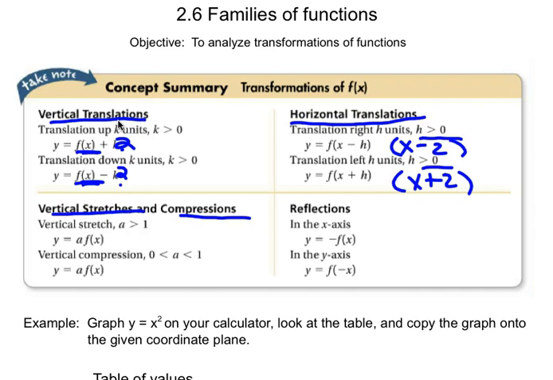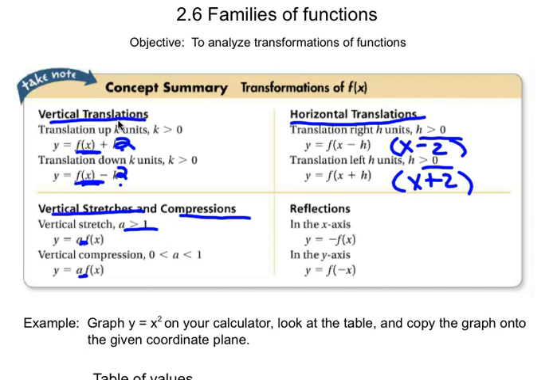Okay? Stretches and compressions, simple. They're basically the same thing. You're just going to take a number and multiply your function by it. If the number that you multiply by is greater than 1, that's going to stretch it. That's going to make your y bigger. So let's say that you plug in an x and you get y as 1. Well, if you had a vertical stretch of 2, your y would turn into 2. It would be twice as big. Okay, so that stretches it up. Make sure y is bigger.